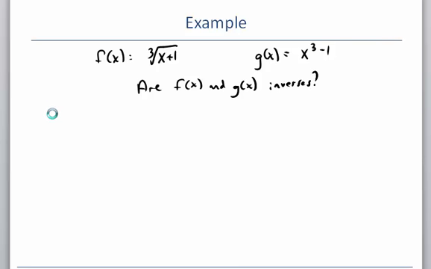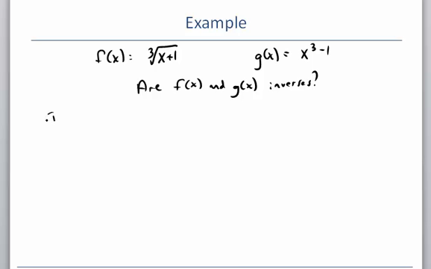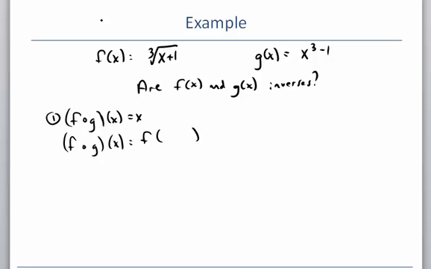So in order to prove that, you have to prove two things. You have to first prove that f composed with g of x is equal to x. So let's do that first. So let's do f composed with g of x. We'll write our definition down, which is the f, and in parentheses we'll do the g of x.